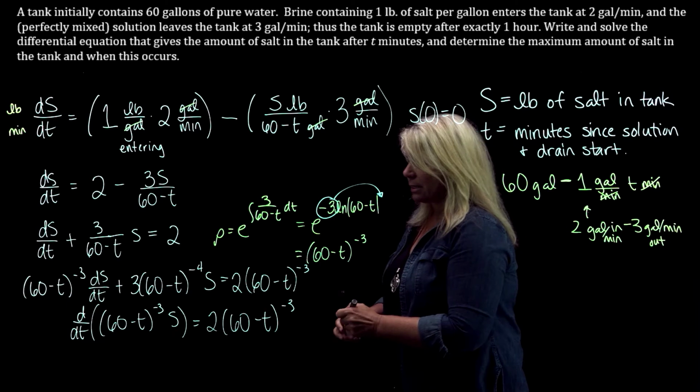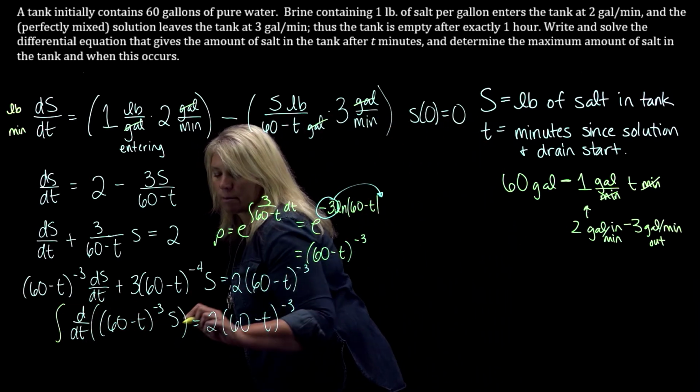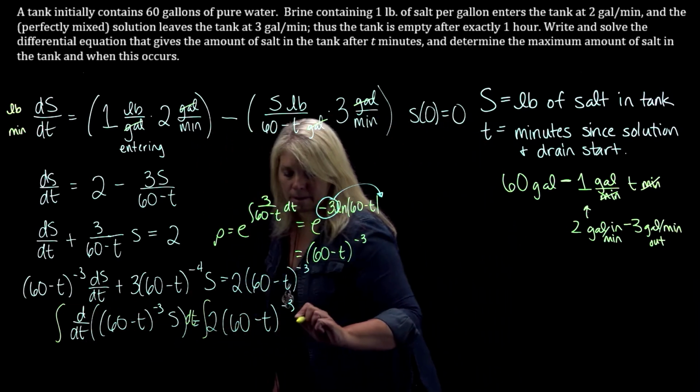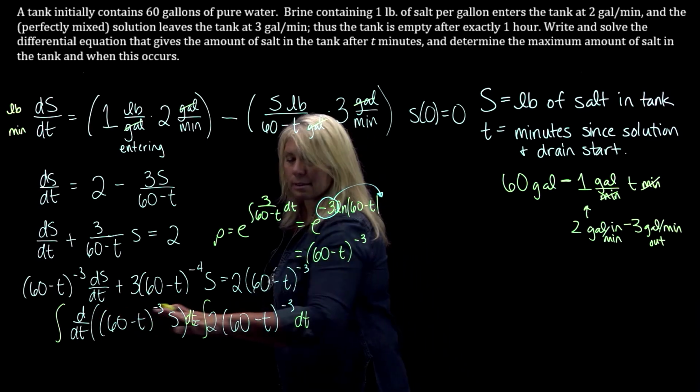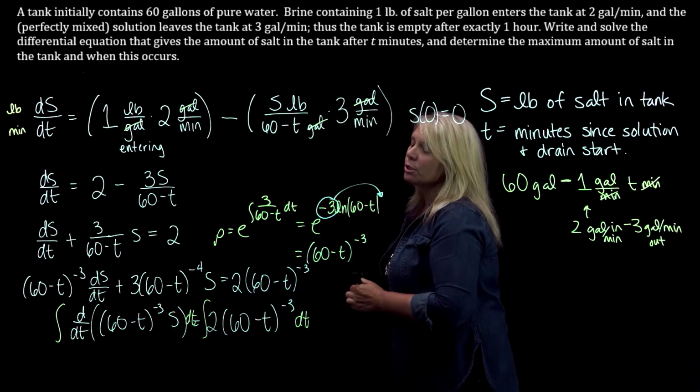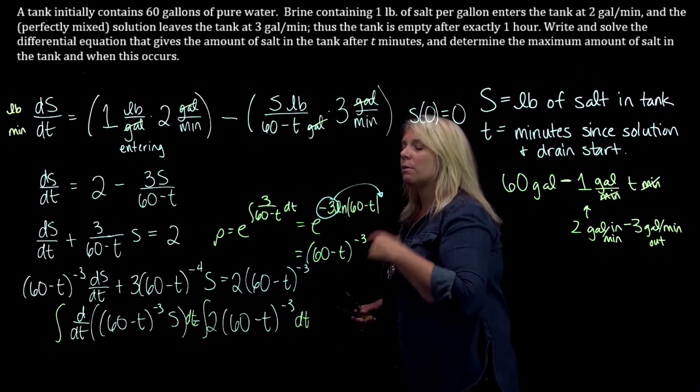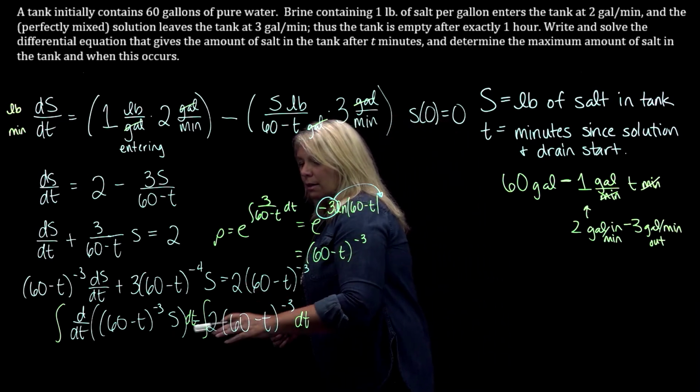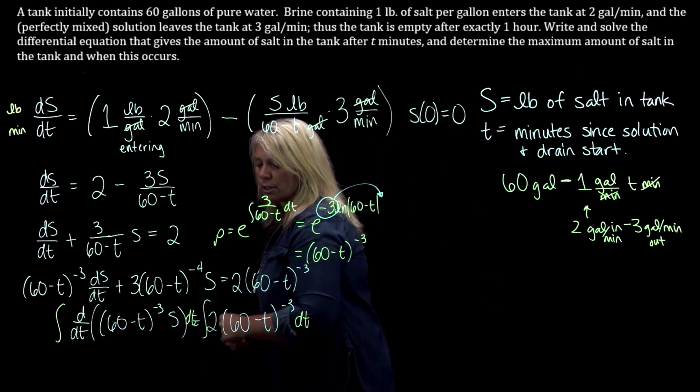Integrate both sides of this with respect to t. I don't mind if you don't write this step out, but you should understand that that's what you're doing at that step, integrating both sides with respect to t. So on the left side, the integral and the differentiation undo each other.